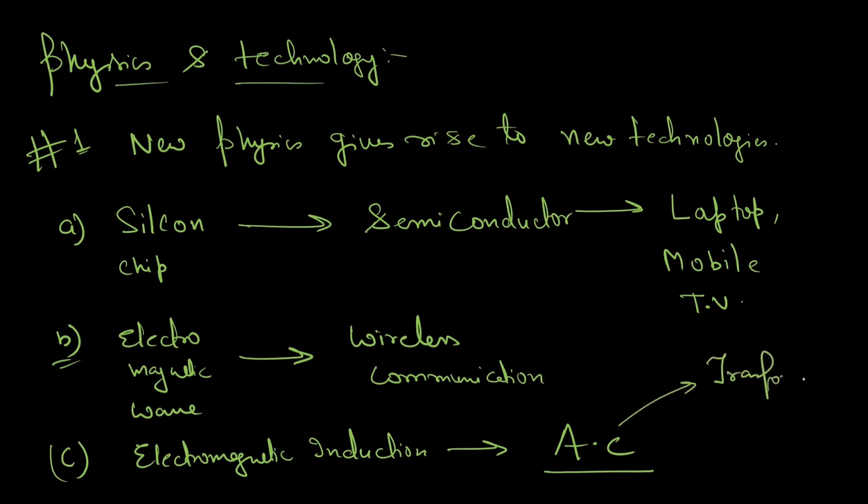Alternating, that's direct cutting, then alternating current. They created the transformer, a new technology. They created the generator. All your devices started to function. This is an accidental discovery. No one knew that. By studying physics they discovered this and created it. So new physics gives rise to new technology.